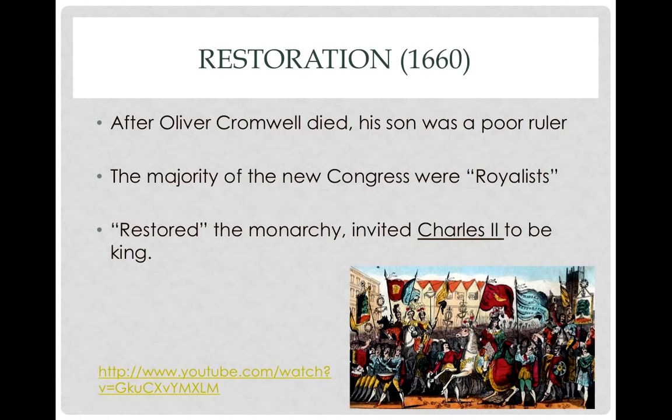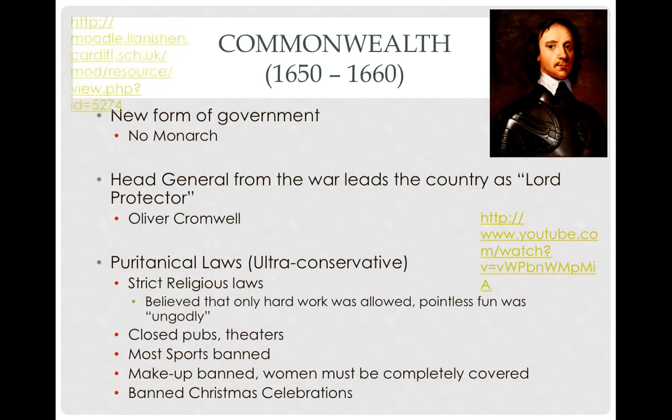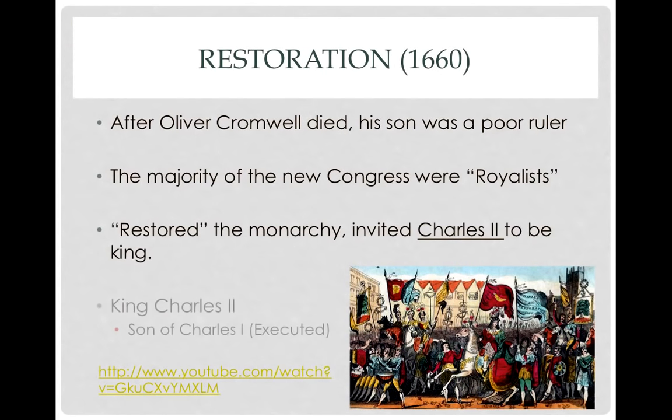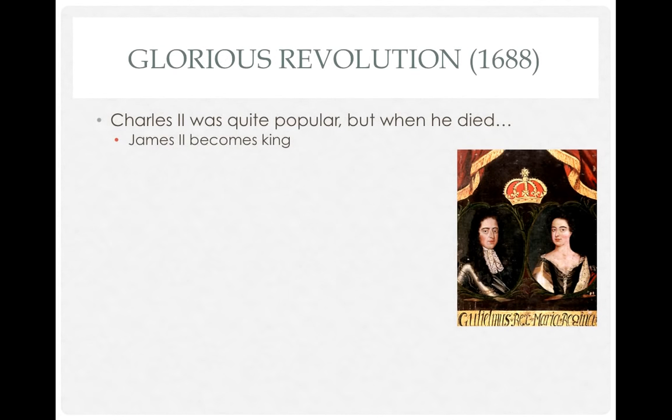For the first time in 10 years, the pubs opened, the theaters opened. Charles II is known as this kind of party animal, that he was always willing to have a party regardless of why. Because it was kind of his attitude. But it was also such a difference from Oliver Cromwell, right? So Charles II was very popular, but like all people, he grew older and he passed. And James II became king after him.